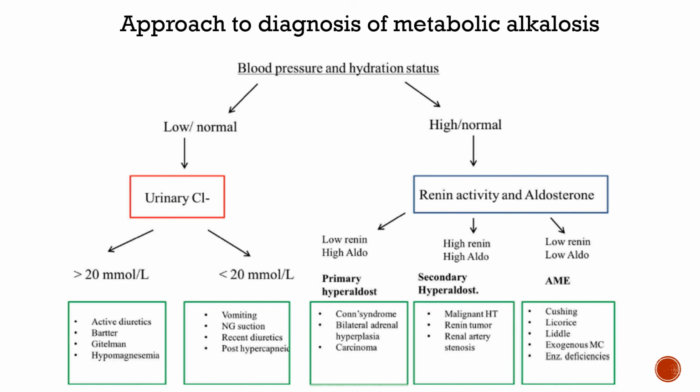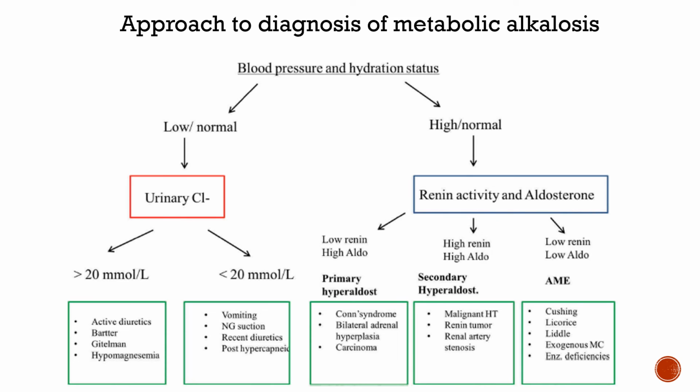Another issue is how to diagnose a metabolic alkalosis. If you diagnose a metabolic alkalosis, you should measure the blood pressure and detect the hydration status. If they are low or normal, you should measure the urinary chloride. If it is increased above 20 millimole per liter, this can be induced by diuretics, Bartter-Gitelman syndrome, or hypomagnesemia. If it is low, this means extrarenal loss, like vomiting, nasogastric suction, sometimes recent diuretics, or post-hypercapnia.